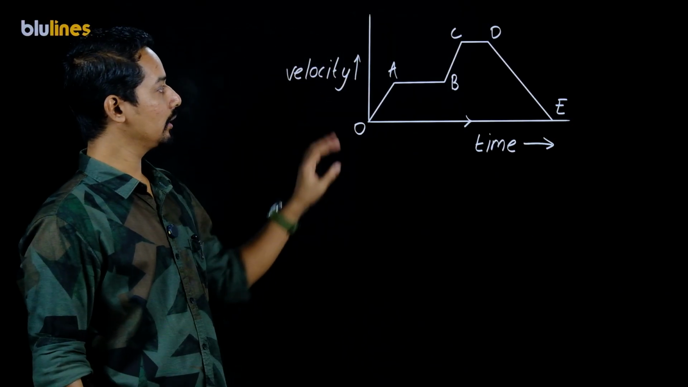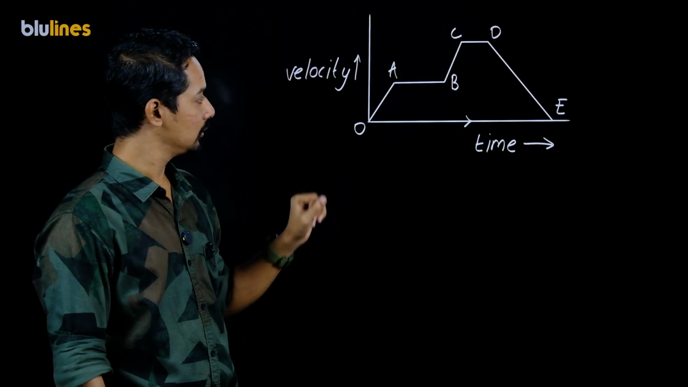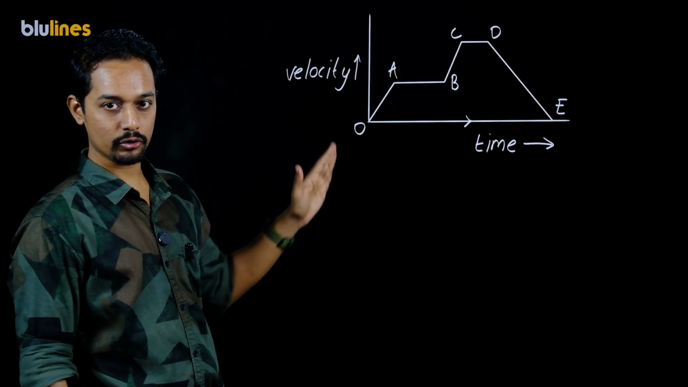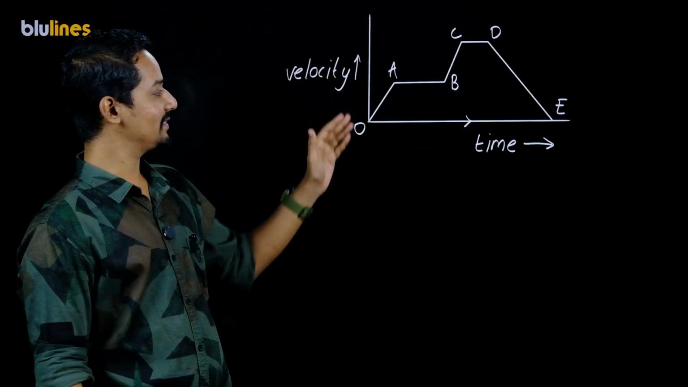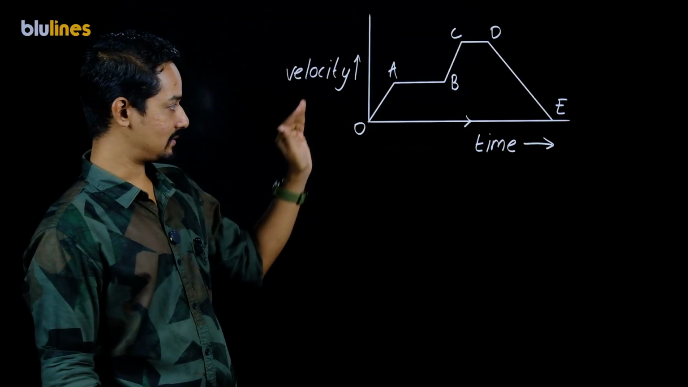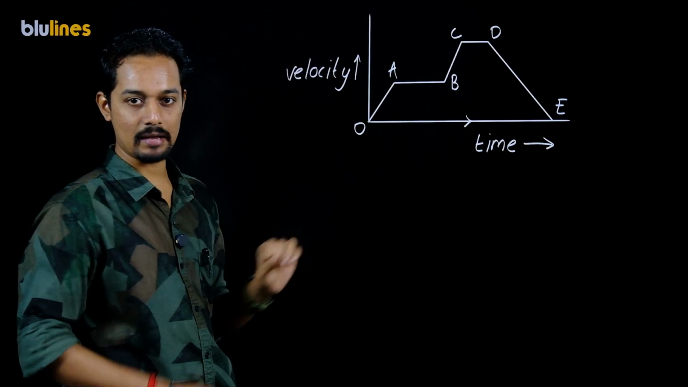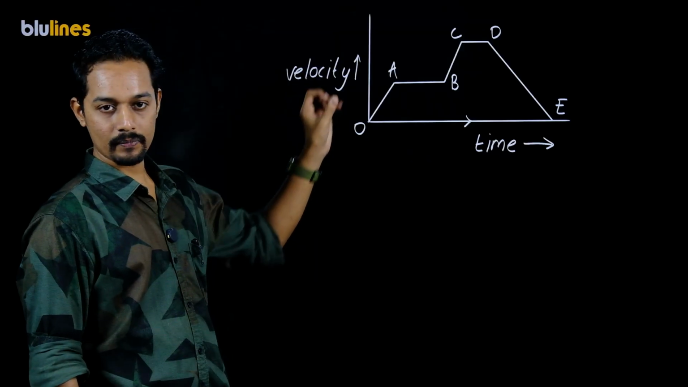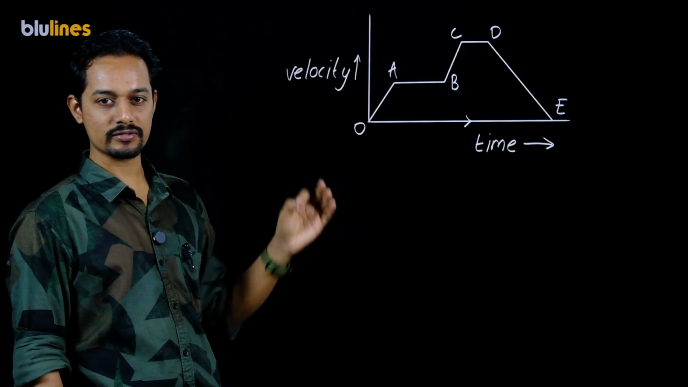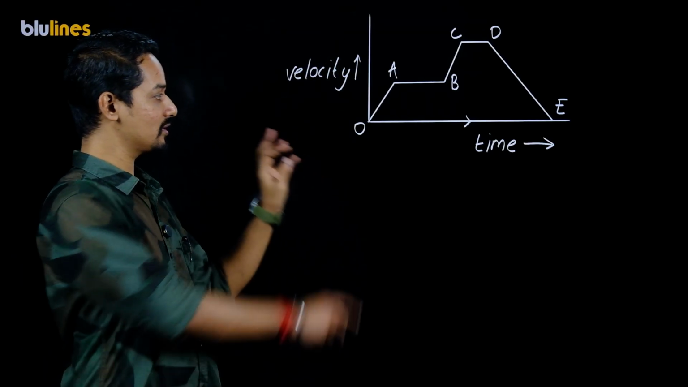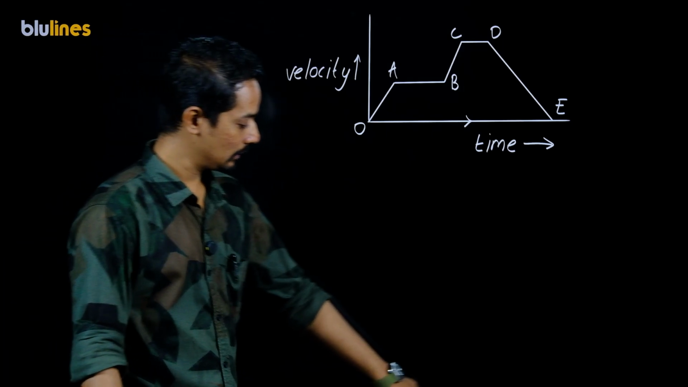Now we have a uniquely shaped graph. For any graph that is given to you, always remember what the y-axis is and what the x-axis is. Here, of course, the x-axis is time for everything. The y-axis can be speed, velocity, or distance. Here we have velocity, so this is a velocity time graph.